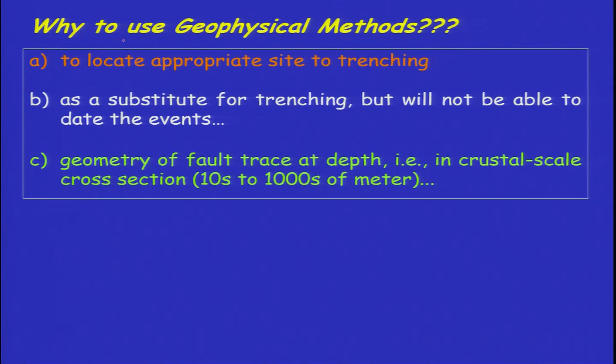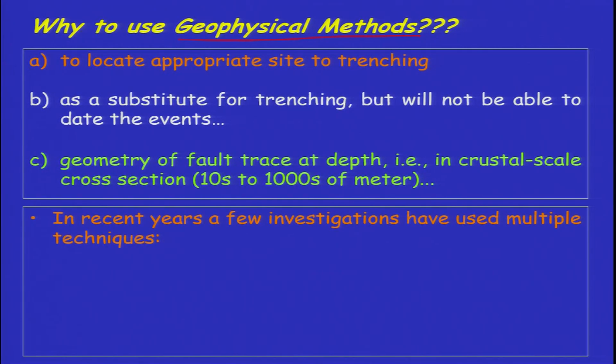And third, we do it to understand the geometry of the fault trace at depth. That is, if you want to do a crustal scale cross section, which goes more than 1000 meters or so, then you will at least be able to say that this method is important to understand the geometry at greater depth.